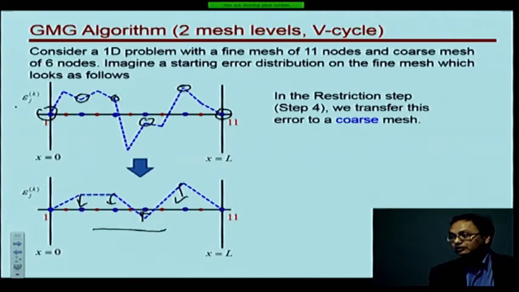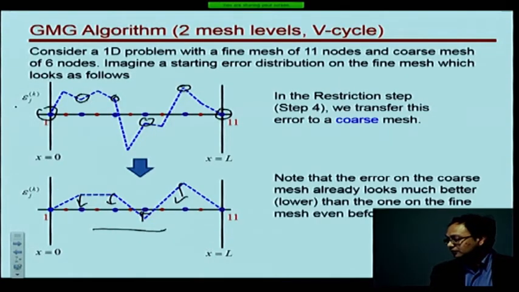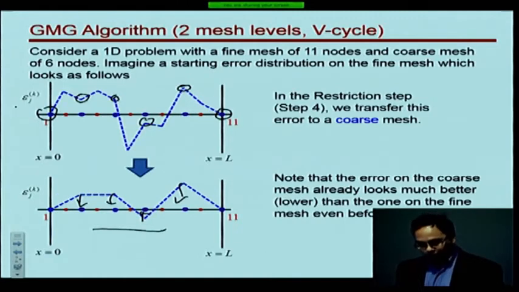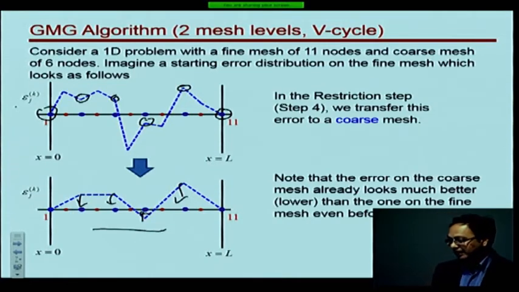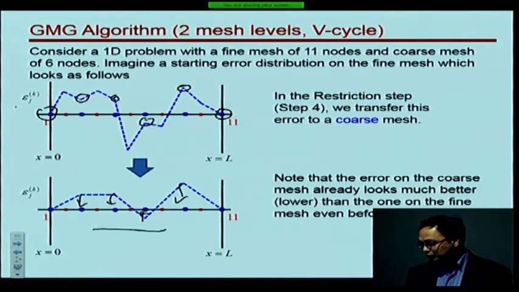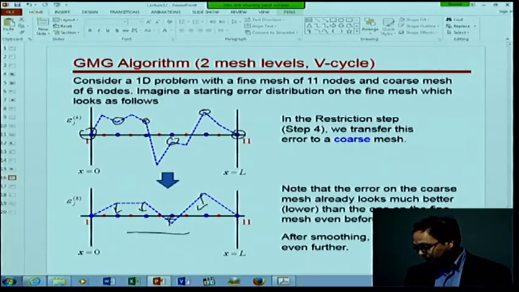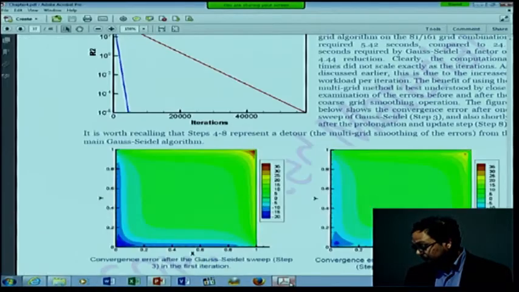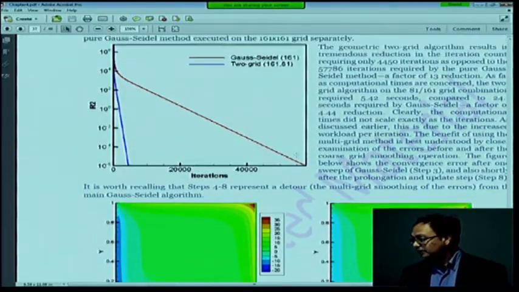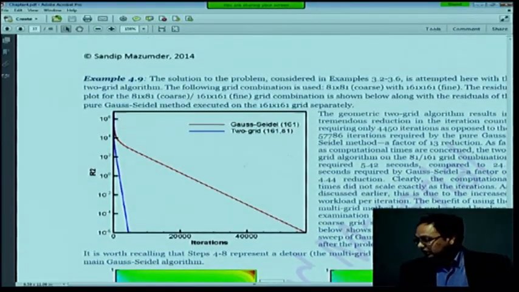So that's the whole idea of what's going on in the whole process of transferring information and then bringing it back. Let me show you an actual error distribution that comes out from a computation. Okay, so here is a two-dimensional Poisson equation solution that we are looking at, similar to the one that you've been solving in your homework.